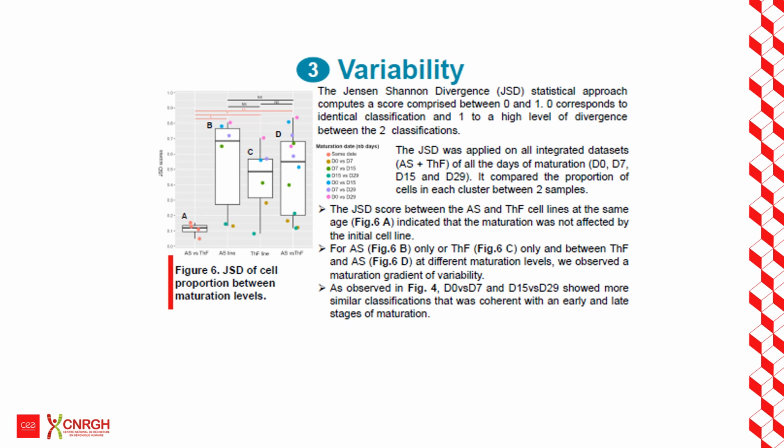By comparing days of maturation for the same cell line or across the 2 cell lines, we observed a high divergence between day 0 and day 29, day 0 and day 15, and day 7 and day 29. But we also observed that day 0 and day 7, and day 15 and day 29 showed similar populations and proportions of cells. Thanks to this preliminary analysis, we defined 2 distinct early and late maturation levels in kidney organoids.